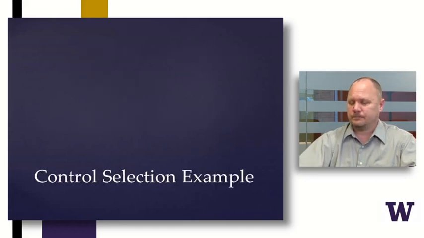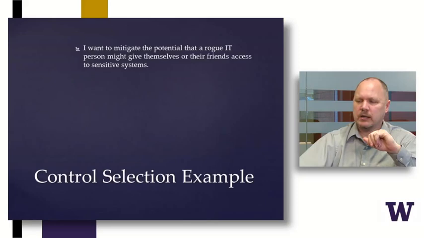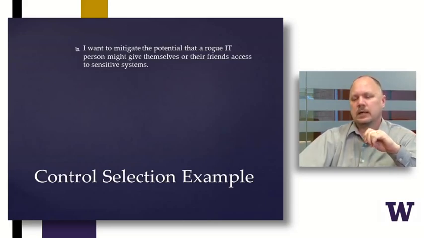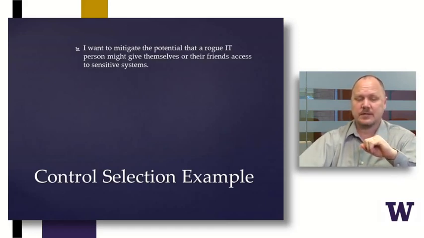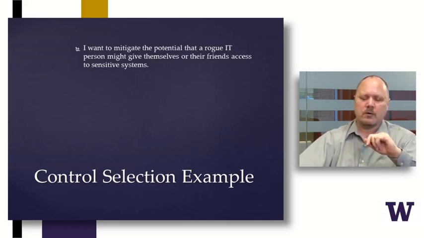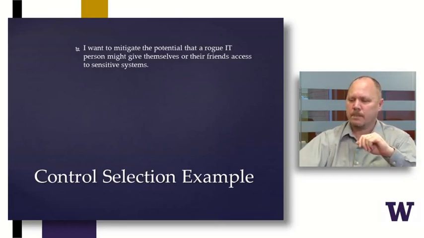So, a selection example. I would like to mitigate the potential of a rogue IT person giving themselves or their friends access to sensitive systems. This is actually a common issue. It happens a lot in banking, for example, as an insider is tempted by the amounts of money available, and they go about giving themselves or their friends access to banking systems that they shouldn't have. So this is a fairly common risk that you might want to mitigate.